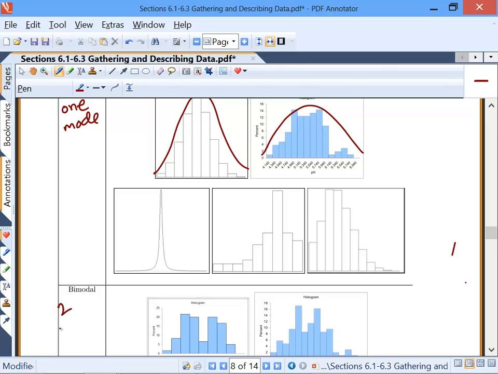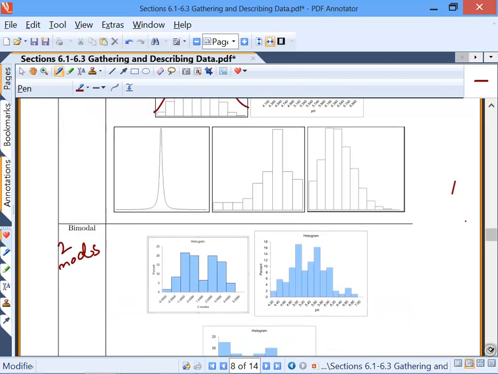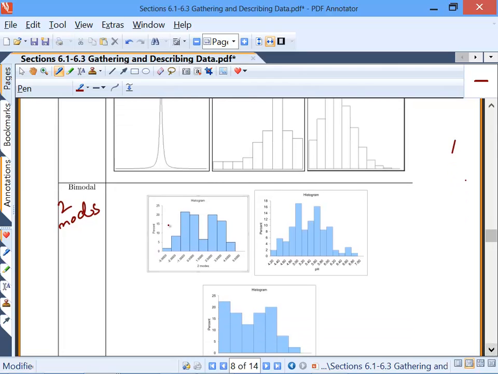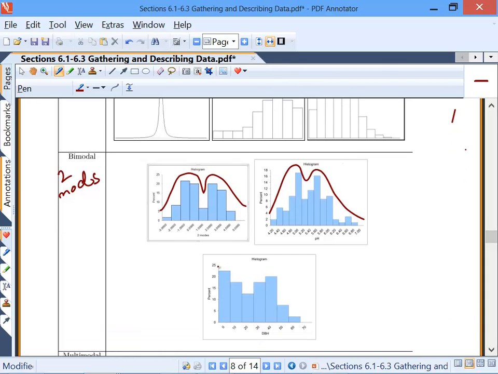Bimodal, of course, means two modes. When I look at it, if I was to draw a rough curve, I kind of have a peak there and then a peak there. Or for this one, I kind of have a peak and another peak. Or this one has the two peaks there. So it's just your number of major peaks. We're not looking at each bar, just the general overall shape.